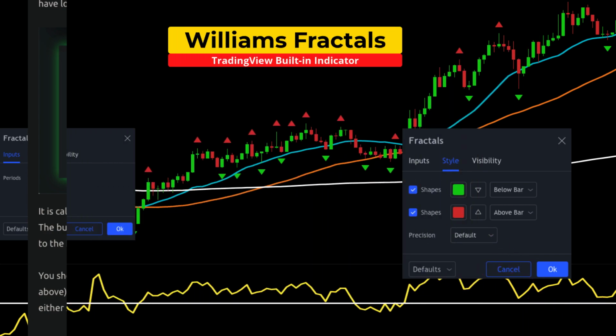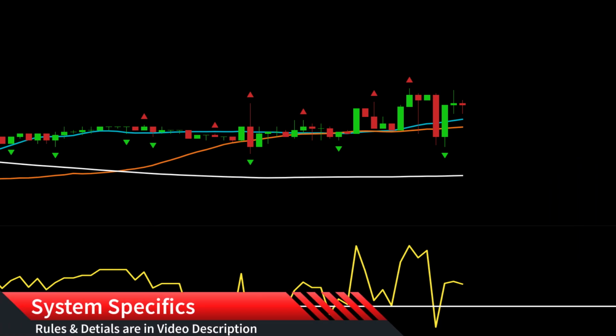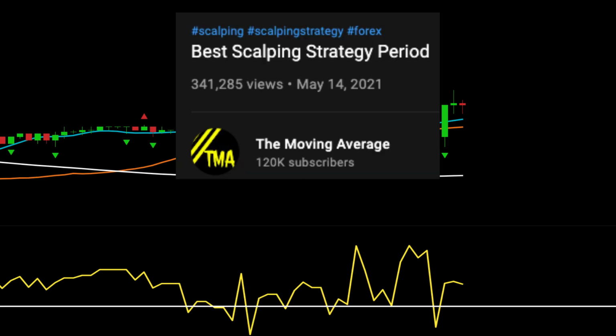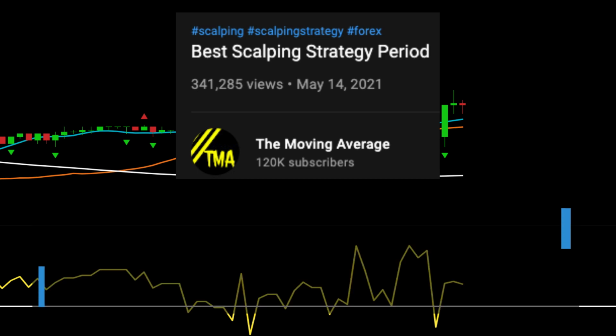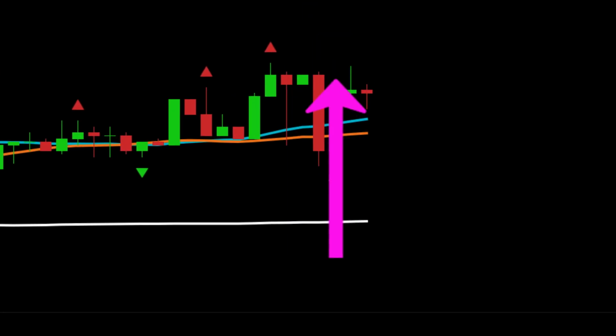Let's go over entry criteria and review some examples. As always, system rules and details are listed in the description below. This chart is Euro versus the US dollar, 5-minute candles. Before I go over the rules, I just want to make a note of something from the moving average video. At the 5-minute and 55-second mark, Artie says that you are going to wait for the candle to close with the fractal before entry, and he would show this candle here with the fractal signal.